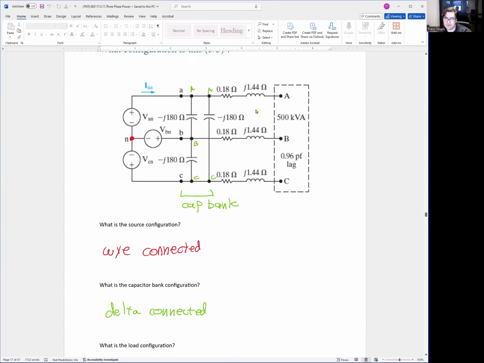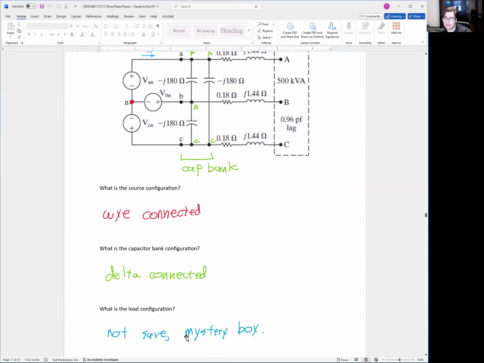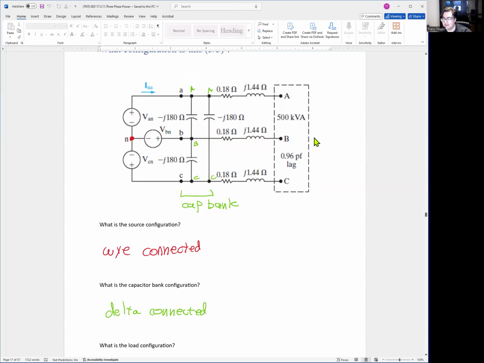And then the last question is, what about the actual load itself? Is it delta or Y? Now, it's kind of a trick question. You don't know what's in this box. You don't know the configuration. It doesn't tell you either. So the load is not sure. We don't know. It's a mystery. They should have told us Y or delta connected somewhere. And in real life, you should know if this is Y or delta.